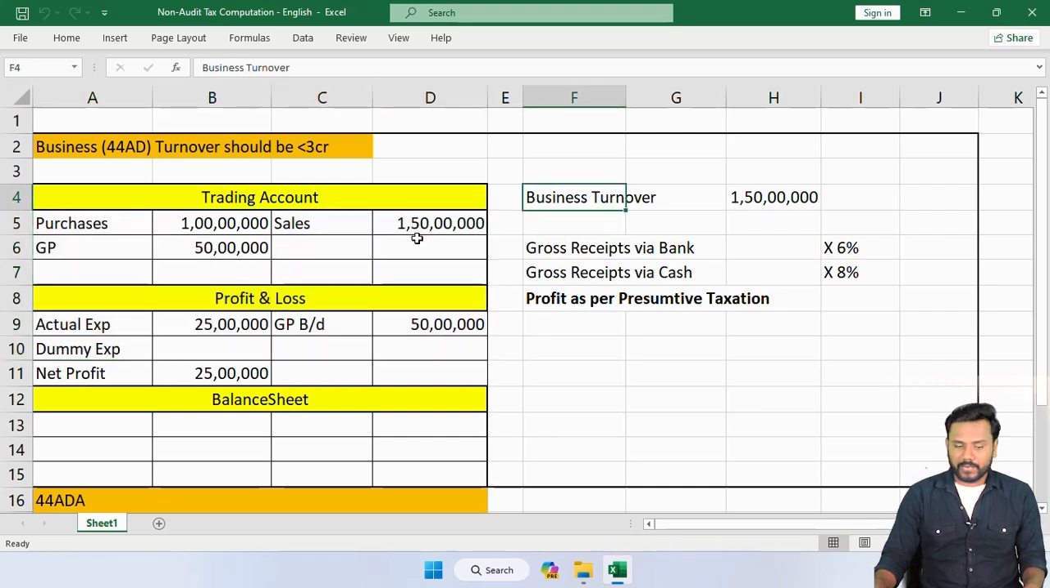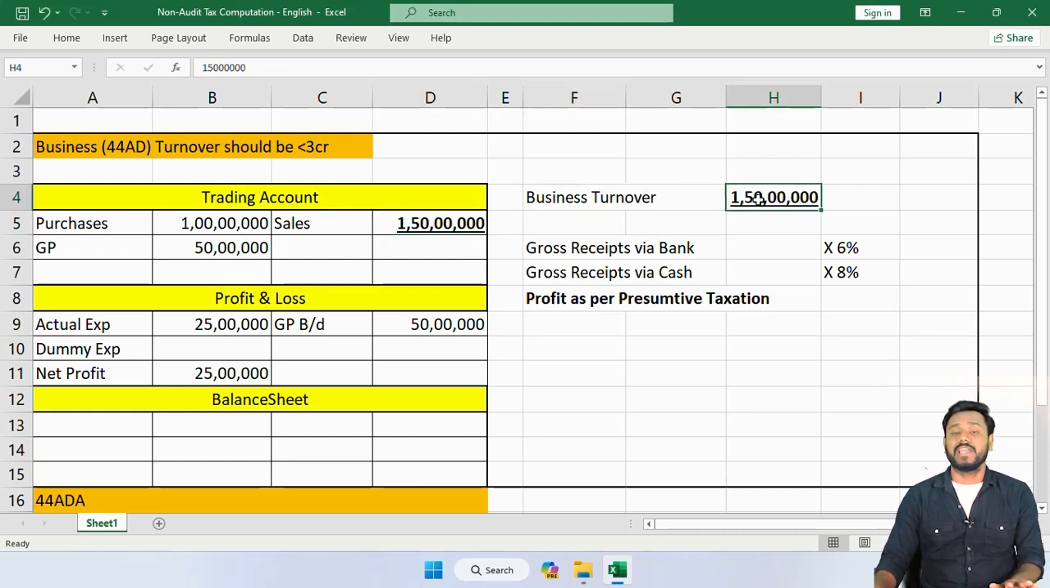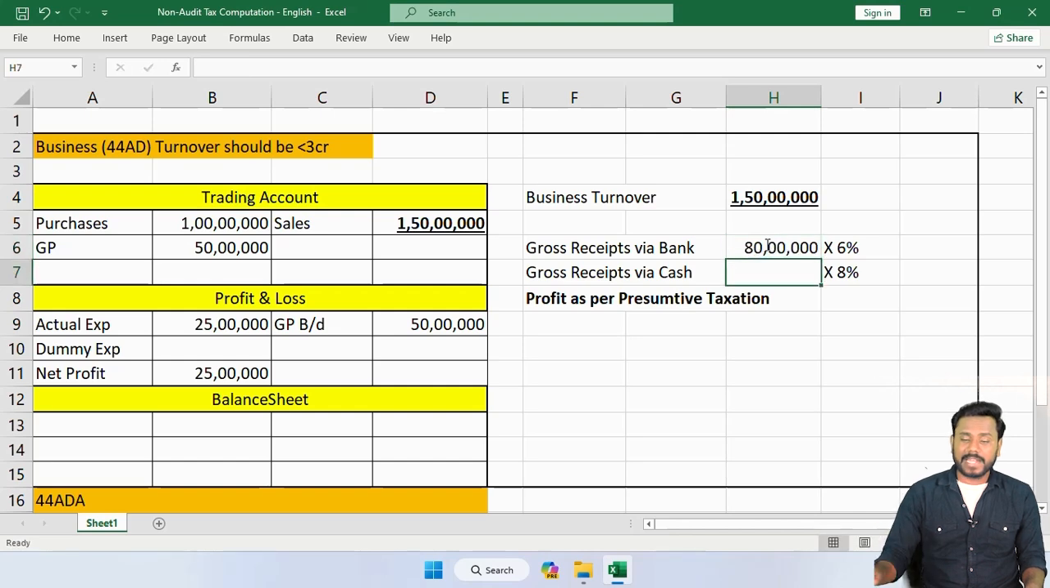What do you need to consider? First, you just consider the total turnover. The total turnover is 1 crore 50 lakhs. 1.5 crore is the total turnover. Out of the total sales in that specific financial year, what is the total amount received in the bank? Imagine you have collected 80 lakhs in the bank, and the remaining 70 lakhs you have received in the form of cash. Your total sales value, total turnover, is 1 crore 50 lakhs. Out of that, you collected 80 lakhs in bank and 70 lakhs in cash.